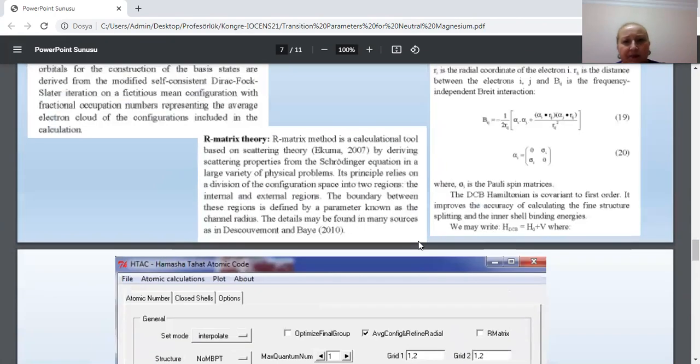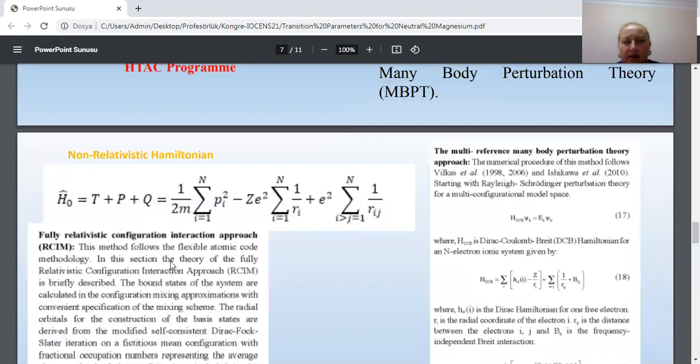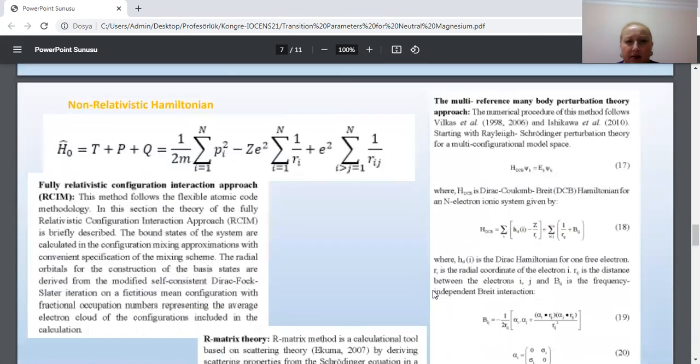These are the important theoretical parts. With this program, you can find oscillator strengths and transition rates, and you can see the transition probability for the atoms.